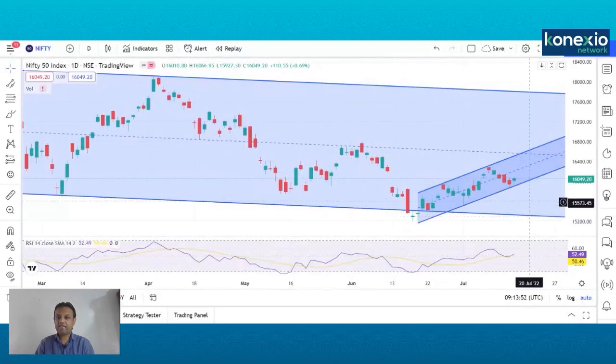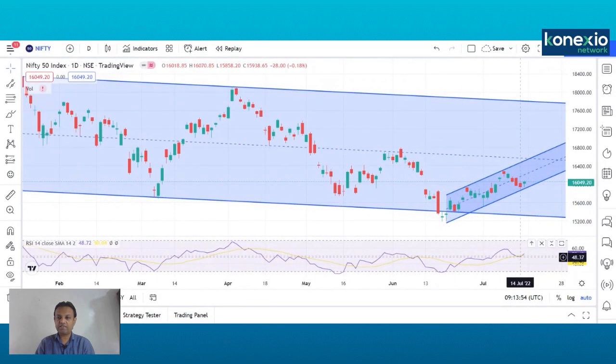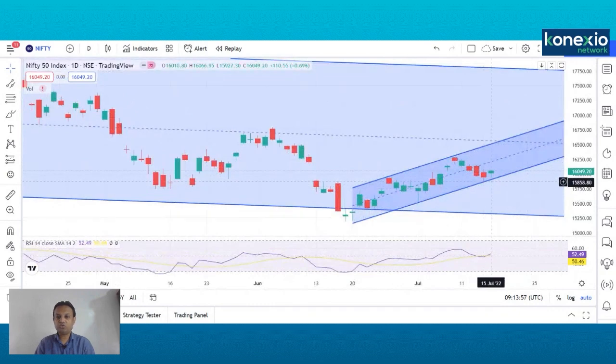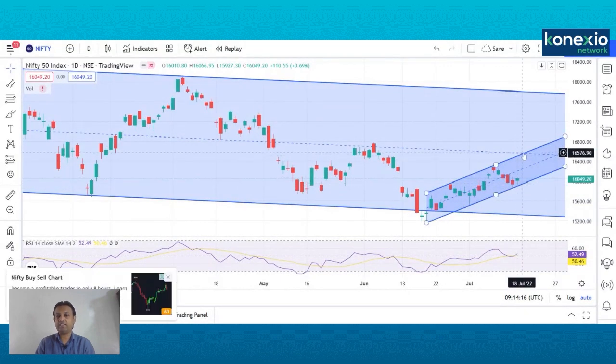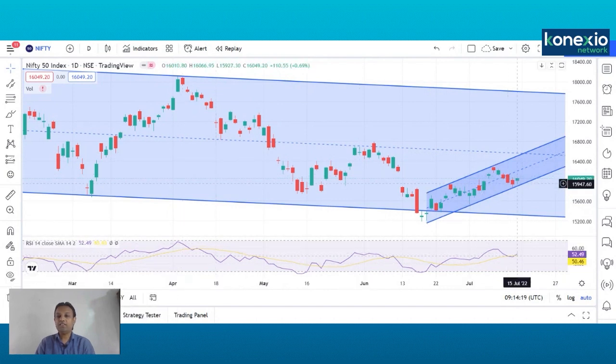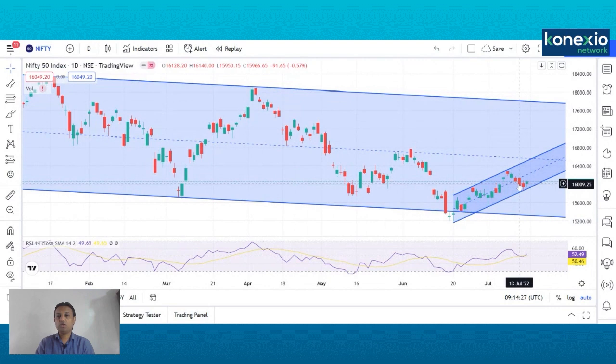Now see, it has taken support exactly here. RSI has given a cut. If you see the last 2 days of candles, it is almost like an inside day candle, which is one set of bullish candle. On Friday also, the Dow Jones US markets were significantly high. So now Nifty has the potential to test the level of this upward rising channel. So definitely, any dip should be used as a buying opportunity in Nifty for the next week.